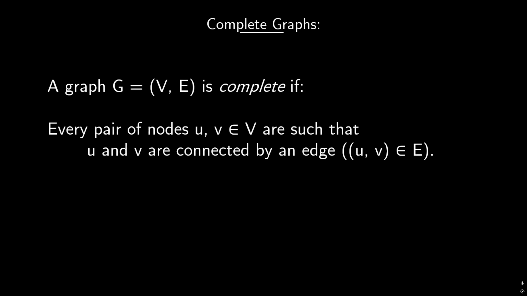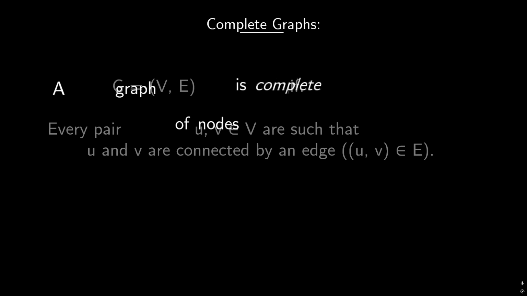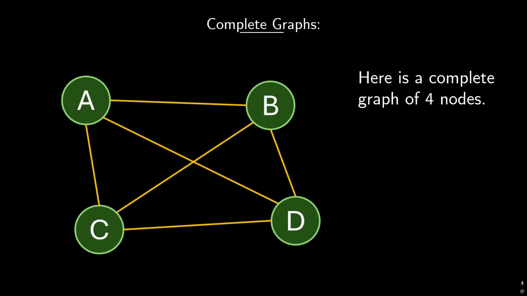Let's do one more, a complete graph. Okay, so a complete graph, hopefully this is the most intuitive actually. A complete graph is when every pair of nodes is connected by an edge. Okay, so give me any 2 pairs of nodes, there is an edge that connects them. Okay, so here's an example of a graph with 4 nodes. Again, slow down the video if you have to.